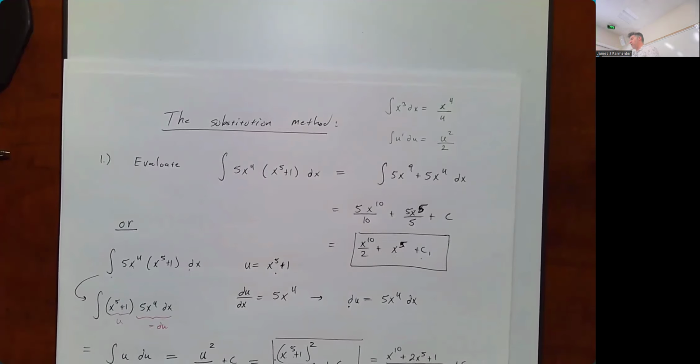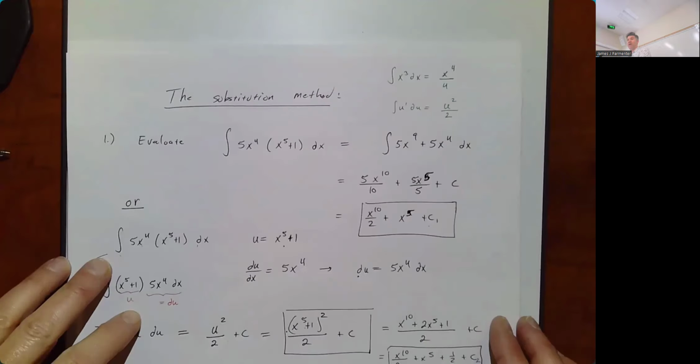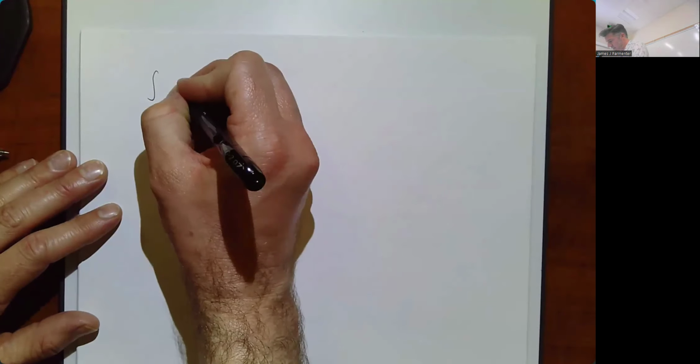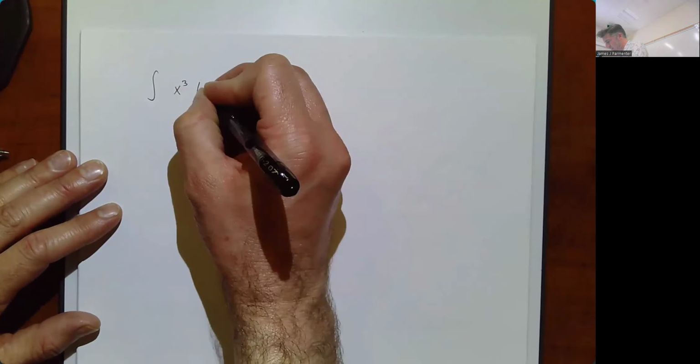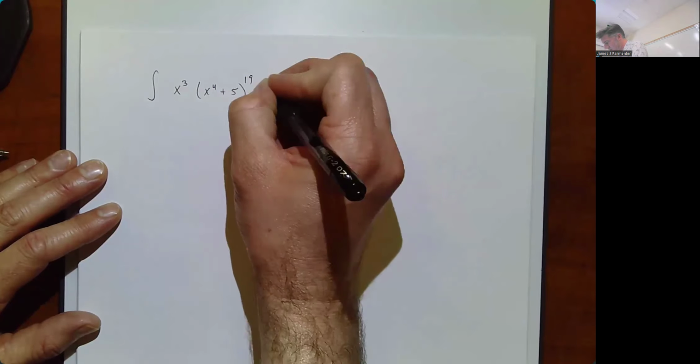So this one, though, we wouldn't have actually needed to do a u sub here. So let's look at a problem where we would actually probably need to do a u substitution, like the following. Let's say we want to find the integral of x cubed times (x to the 4th plus 5) to the 19th power.